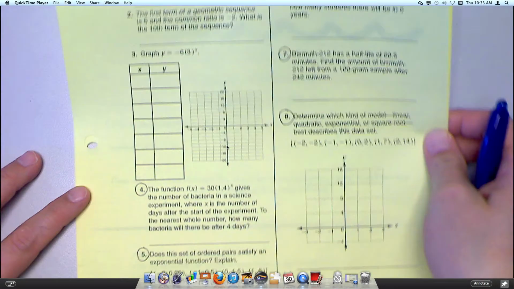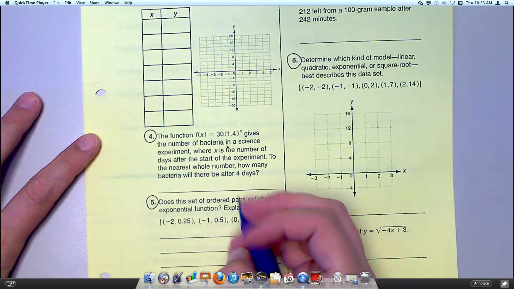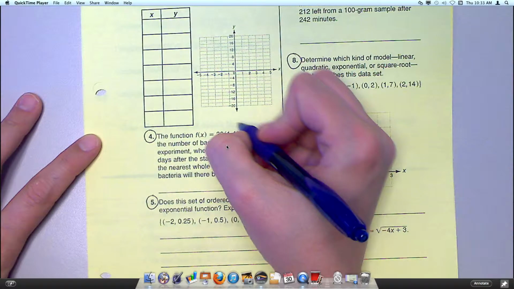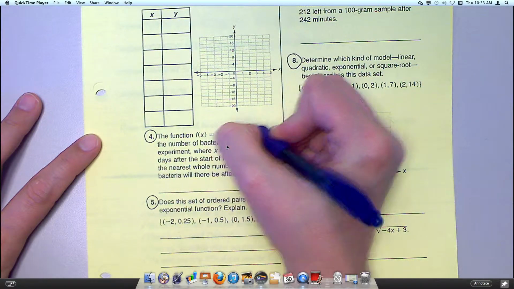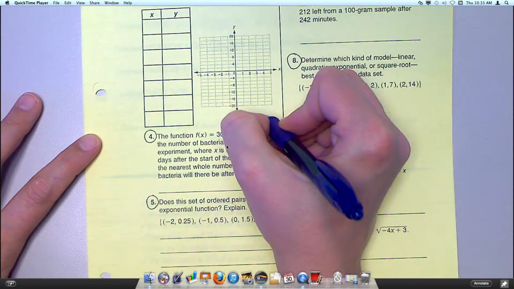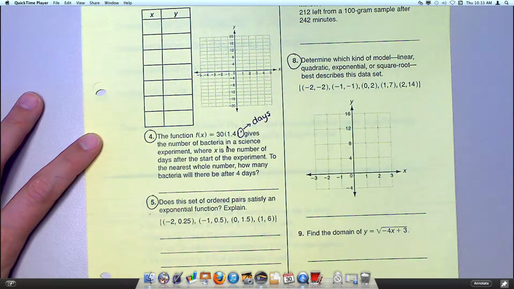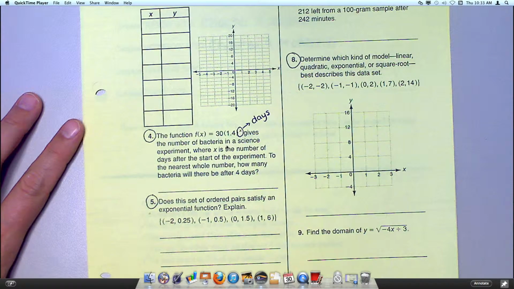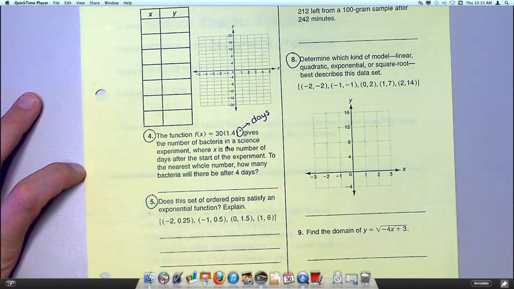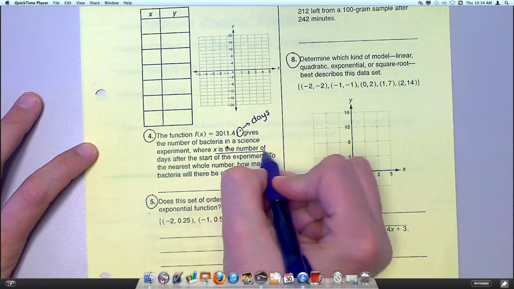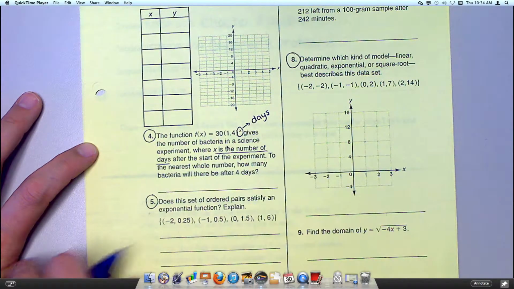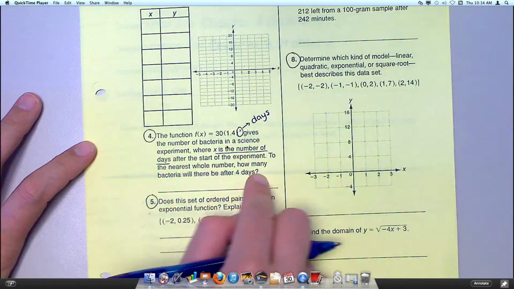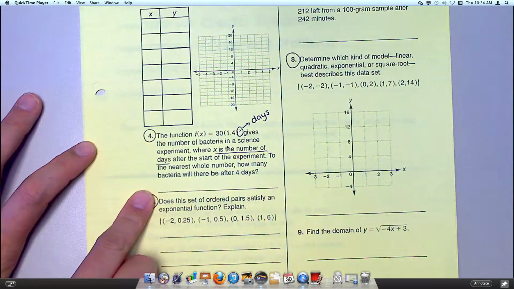Function blah blah blah gives the number of bacteria in a science experiment where X is the number of days. And that's how I would always approach these word problems. I know word problems continue to freak you out, but as you're reading something, especially if it gives you an equation, what you want to be looking for is what do the pieces of the equation stand for. As soon as you see X is the number of days, let's label X as days. Okay? So the nearest whole number, how many bacteria will there be after 4 days?